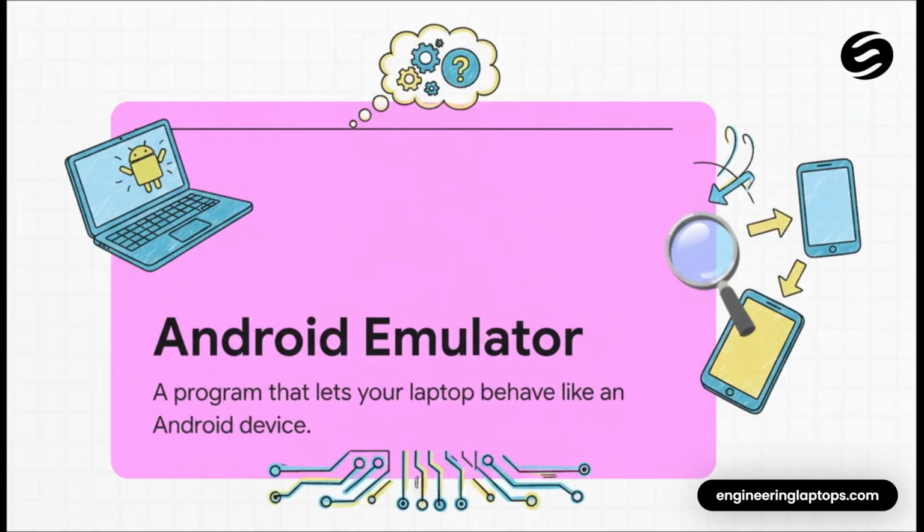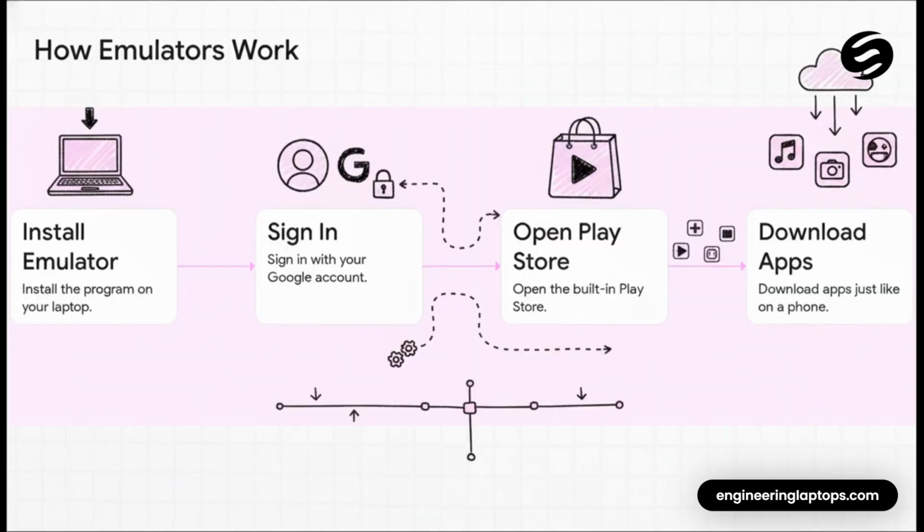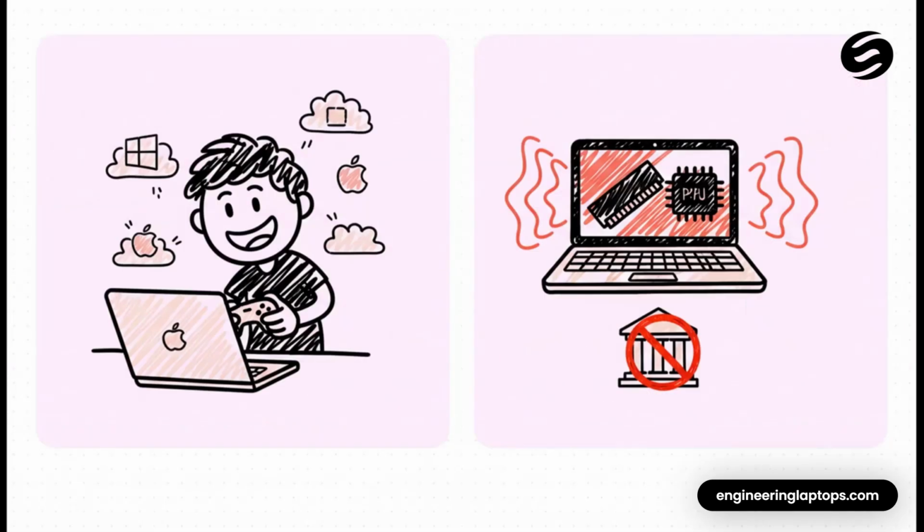So, what in the world is an emulator? It sounds technical, I know, but the idea is actually really simple. It's just a piece of software that basically creates a virtual Android phone right on your laptop. It emulates an Android device, letting your computer pretend it's a phone. And getting started is super easy. Seriously, you just install the program, sign in with your Google account, just like setting up a new phone, and then boom, you open the Play Store that's already there and start downloading whatever you want. It's that simple.